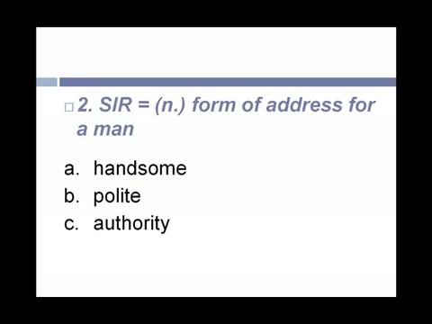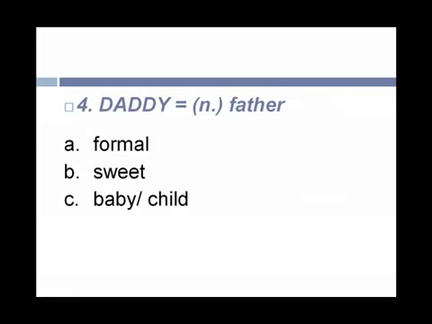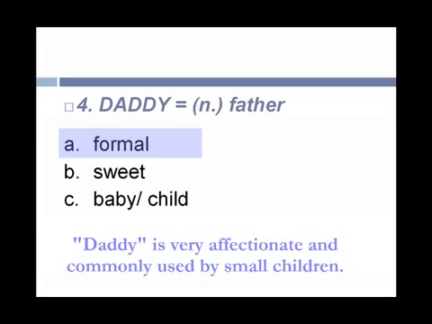2. Sir, a form of address for a man. The false connotation is handsome, A. 3. Pretty, attractive. The false connotation is B, intelligent. 4. Daddy, meaning father. The false connotation is formal. Daddy, in fact, is very informal.